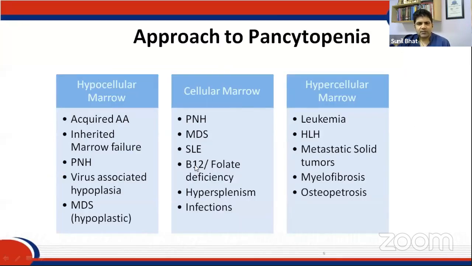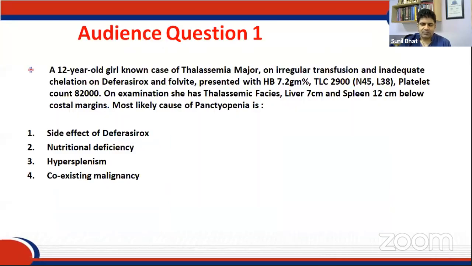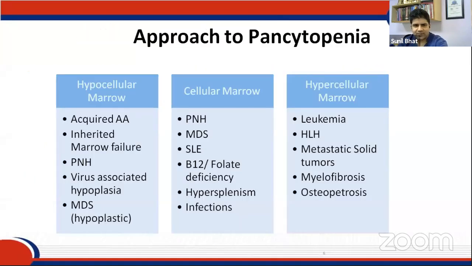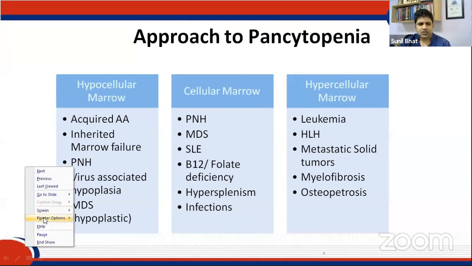Now, there's another way of approaching pancytopenia, and that is on the marrow morphology, and I'll explain it a little later. When we go to the marrow aspirations, you can have a hypocellular marrow, that is, the cellularity of the marrow is less. It usually happens in aplastic anemias or bone marrow failure syndromes. It can also happen in virus-associated hypoplasias.